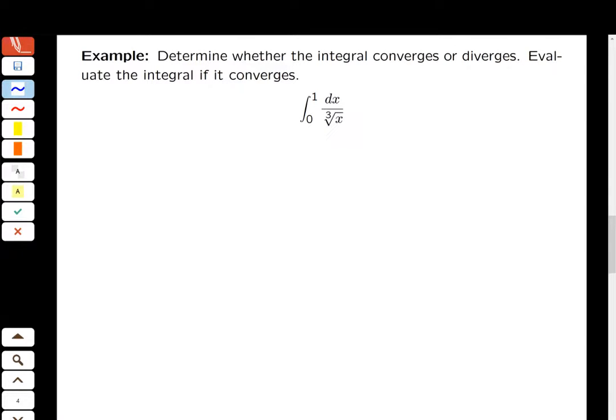Let's look at another one. Determine whether the integral converges or diverges and evaluate the integral if it converges. So we have dx over the cube root of x. Where is 1 over the cube root of x undefined?